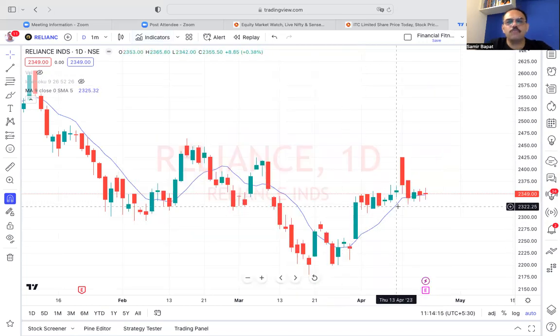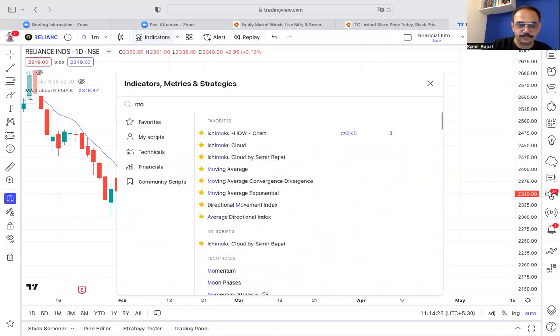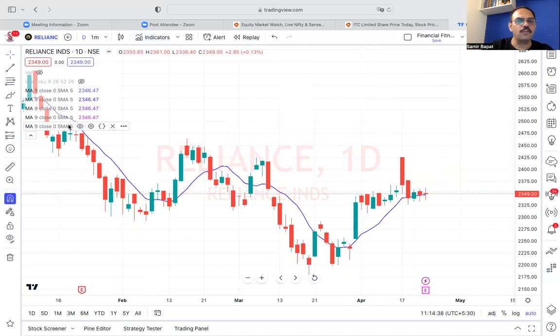I'm not going into what a moving average is or how to use it. I'm just showing the indicator. If by mistake you click moving average 2-3 times, 1, 2, 3, 4, 5, no love lost. All you will see is moving average written 4 to 5 times on the left-hand side, because most likely we clicked 4, 5, 6 times. Nothing happens. Just take the mouse, remove them, and keep one.